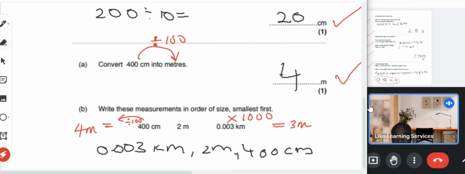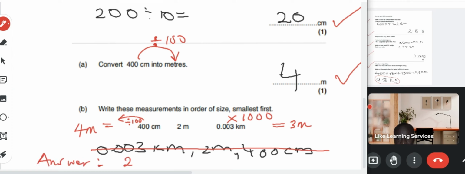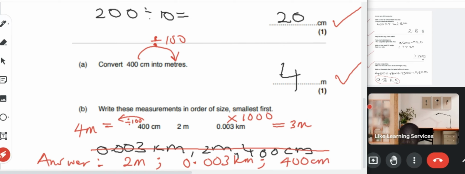Okay, so the correct answer should be what? 2 meters first, followed by 0.003 kilometer, and then followed by 400 centimeter. You got the explanation, right? Change all of them to the same unit. You can decide to change all to meter, or all to kilometer, or all to centimeters. All of them should just be to the same unit.